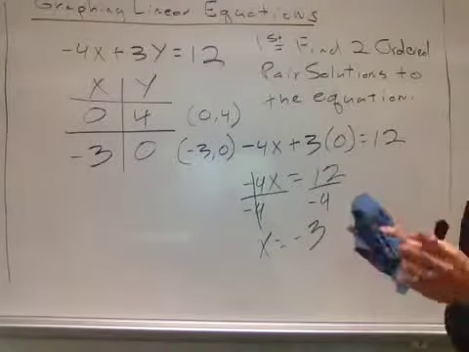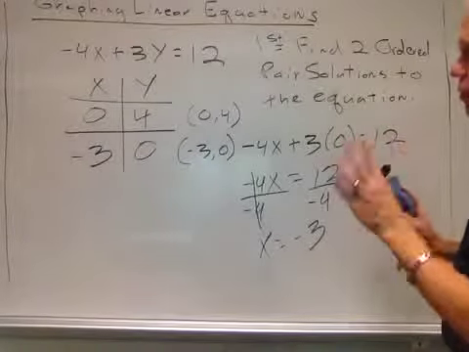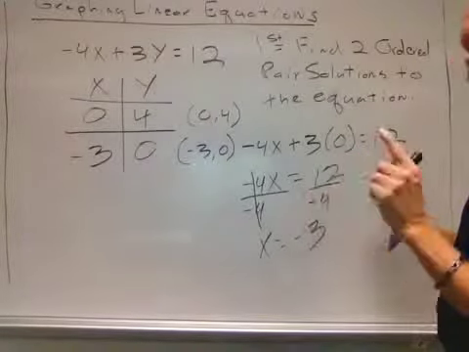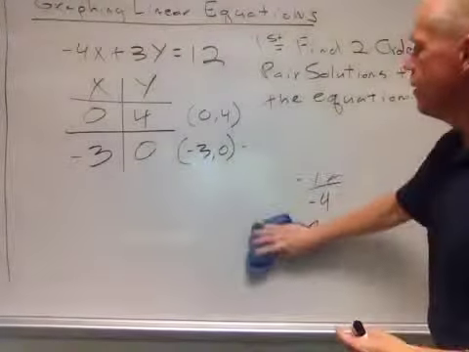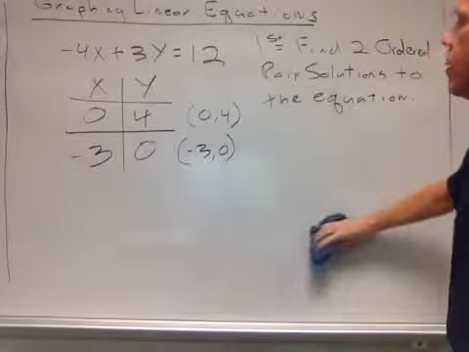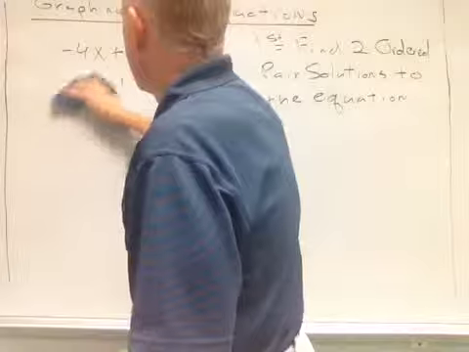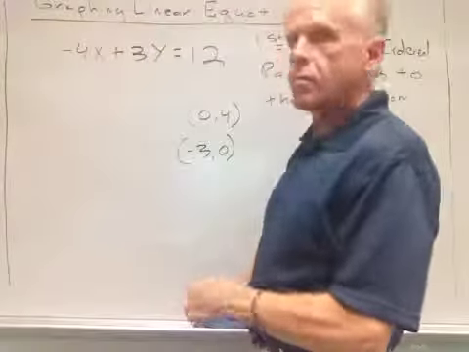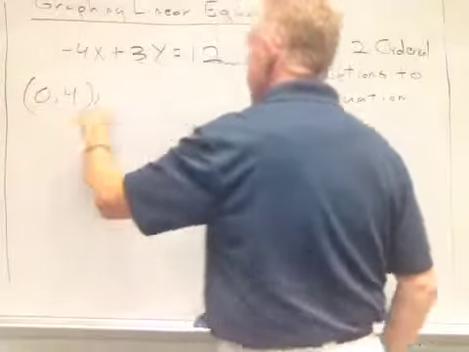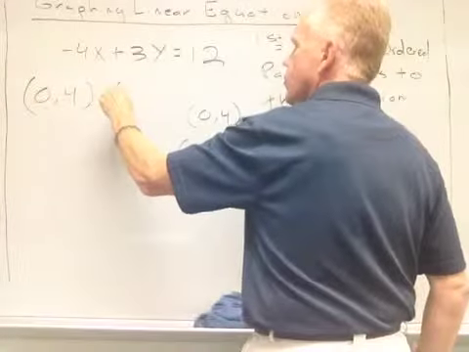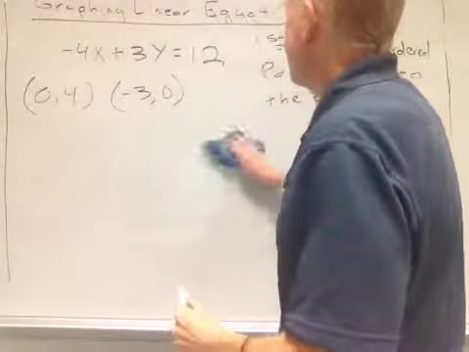I need the board space, so I'm going to erase most of what I have here. Hopefully you go ahead and pause and copy. Let me capture my ordered pairs right over here and recopy those so I have some space. My other one that I came out with was negative 3, 0. Then we'll get that out of the way.